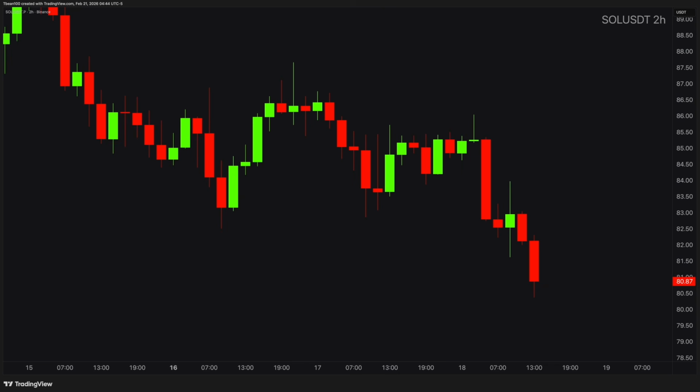What you're looking at right now is the hourly chart. The hourly chart is a great starting point to understand the current price action and the overall direction of the market.